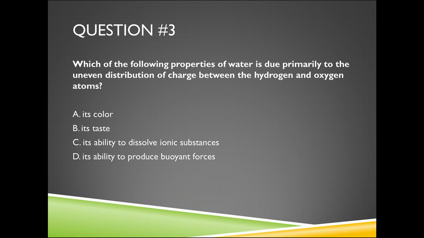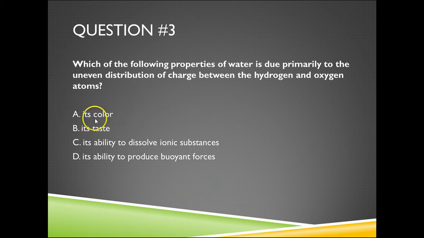Question 3. Which of the following properties of water is due primarily to the uneven distribution of charge between the hydrogen and oxygen atoms? Now, this uneven distribution of charge between the hydrogen and oxygen atoms is also due to the fact that it's a polar covalent bond between the three different atoms, and this bond, if you remember, makes it like a little magnet. And because of this, it's able to do some unique stuff.